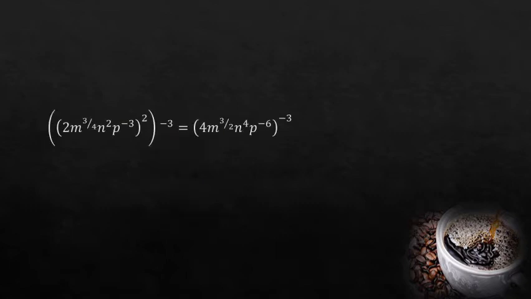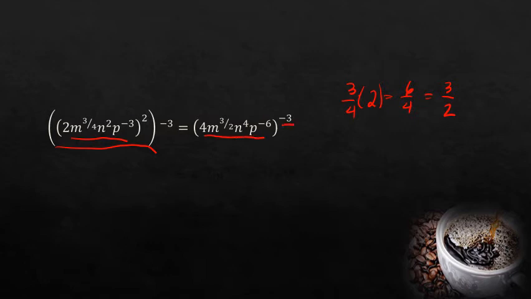Last example. So now let's say we have 2m to the power 3/4 n squared p to the negative 3. This is initially raised to the power 2 and then raised again to the power negative 3. So when we raise it to the power 2, we would get 4 m to the power 3 halves, because 3/4 times 2 will become 6 over 4, and both are divisible by 2, so that is 3 over 2. And then we would have n to the power 4, p to the power negative 6.